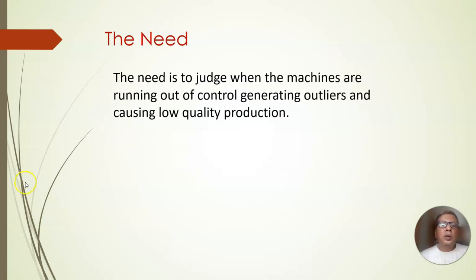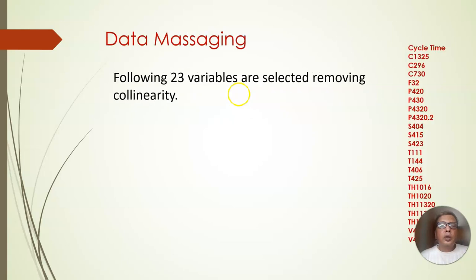The need was to judge whether the machines are running out of control, generating outliers and causing low quality production. So I was given 3 GB of data to analyze and was asked to give a report on the condition of the machines, whether they are generating too many outliers or not.